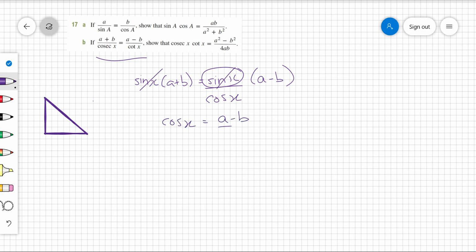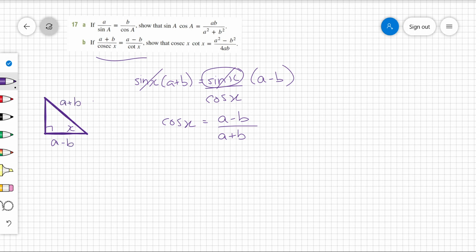So I'm just looking for a ratio, something for sine x, cos x, tan x, cosec, whatever it is. I'm just looking for a nice simple ratio that I can use in my right angle triangle. So if I put a little x here, so that's cos x, adjacent over hypotenuse.